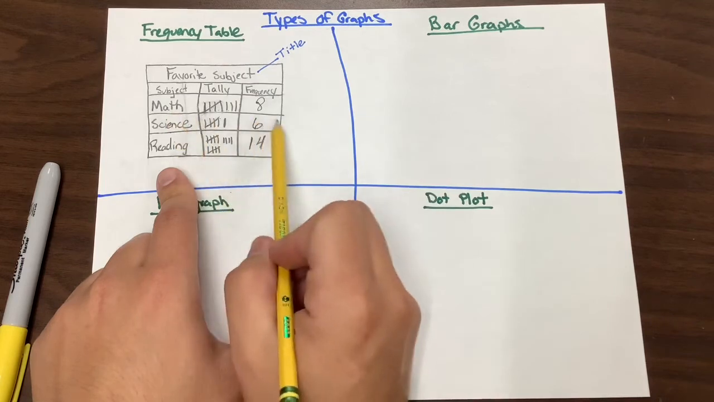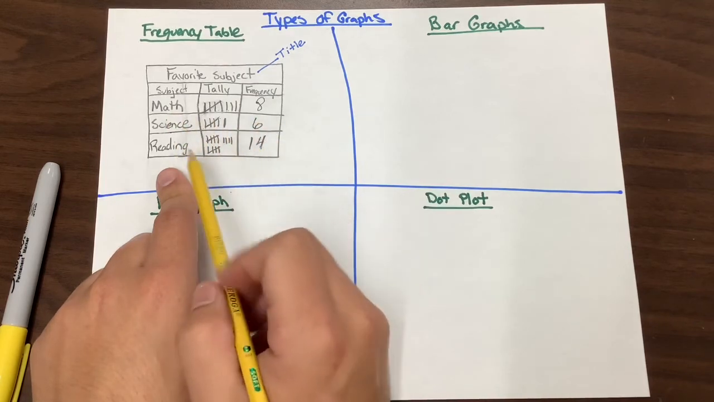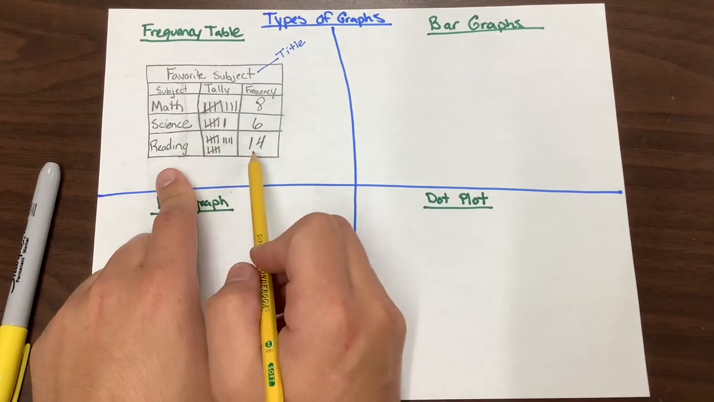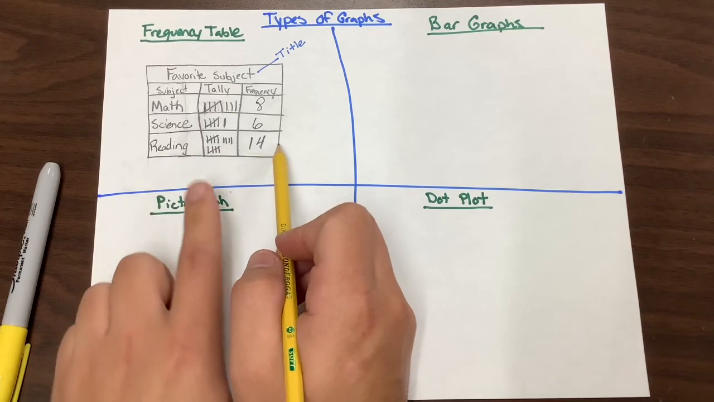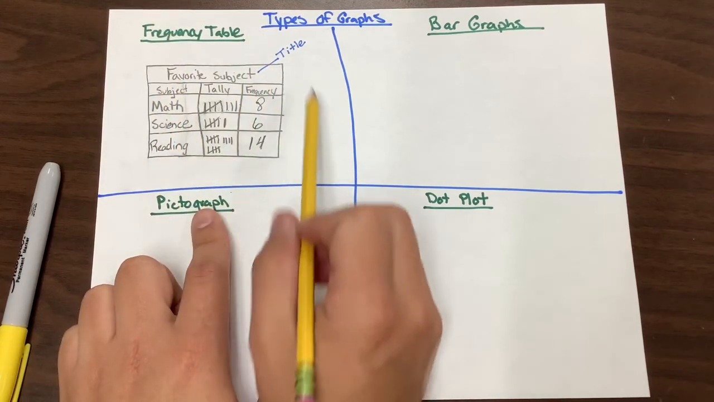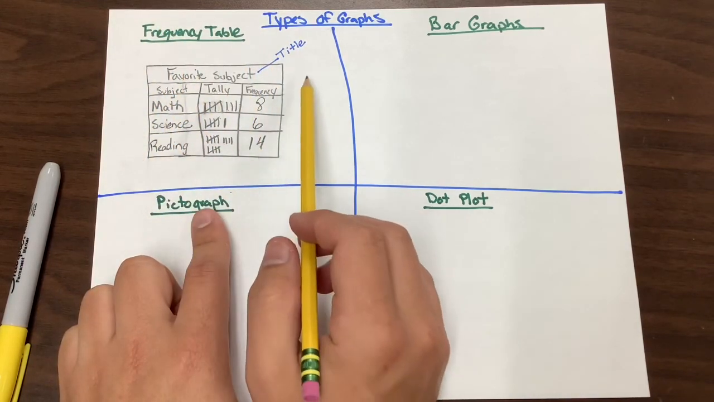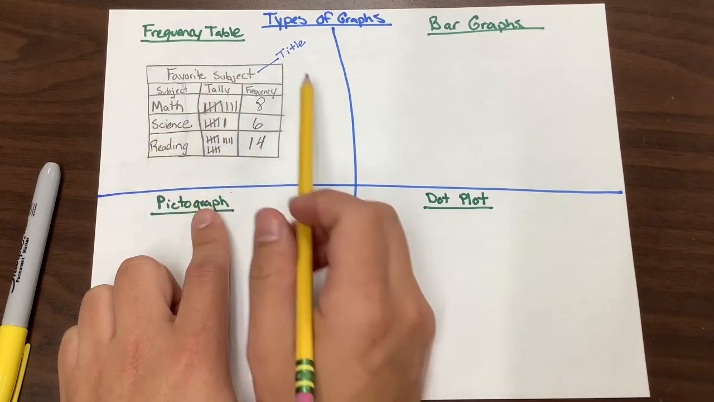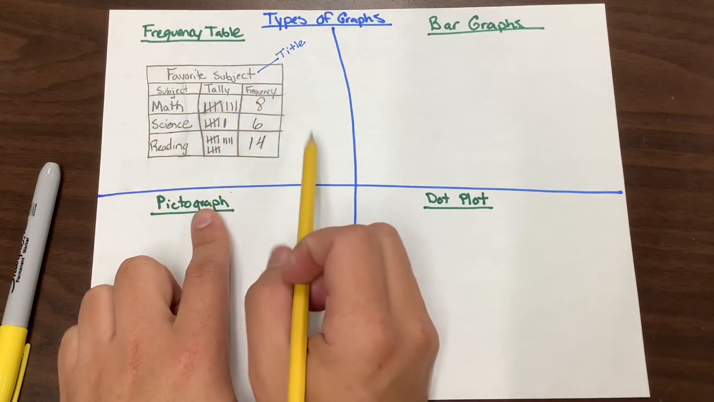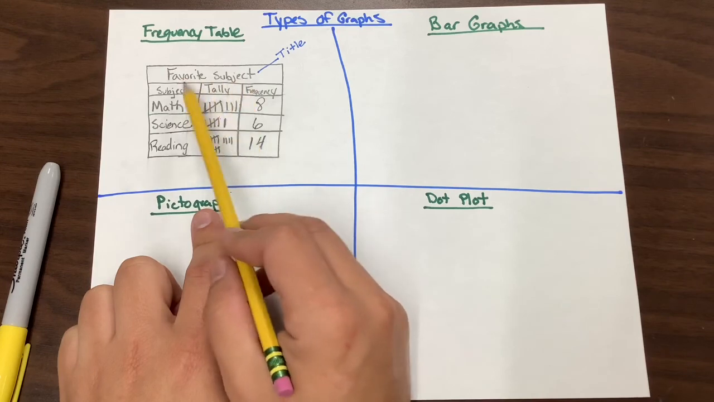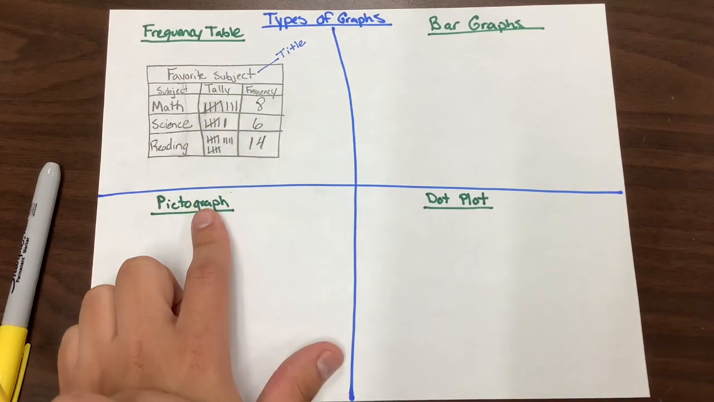So now we know exactly how many students chose each subject as their favorite subject. So this is a frequency table. It gives you data and information about something. And here we're talking about the favorite subject of students.